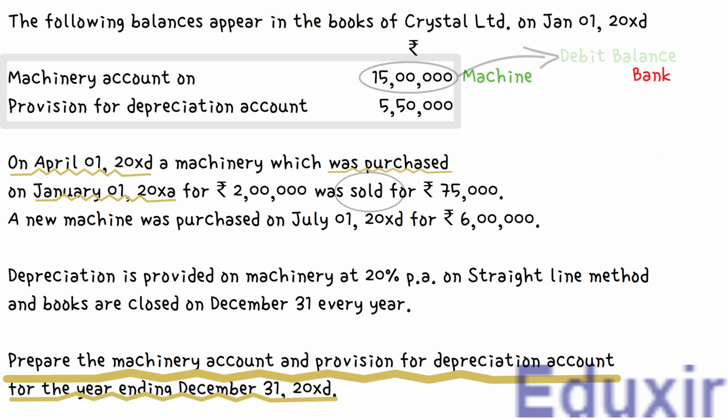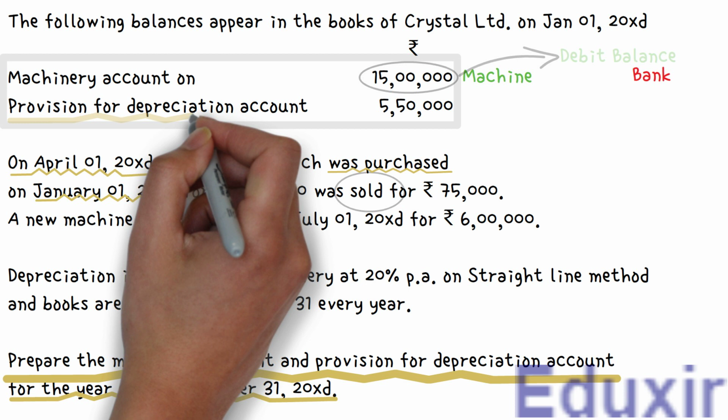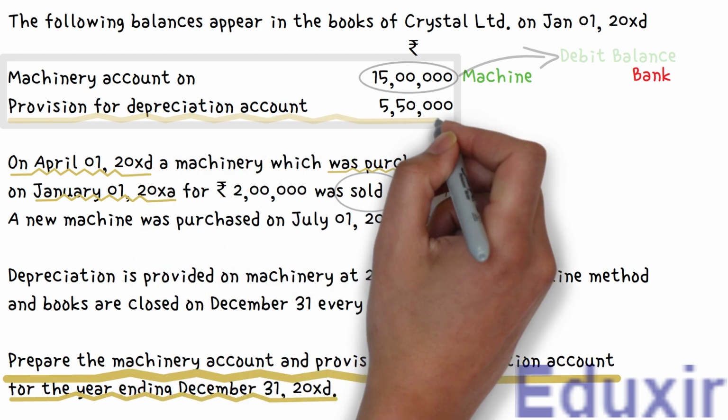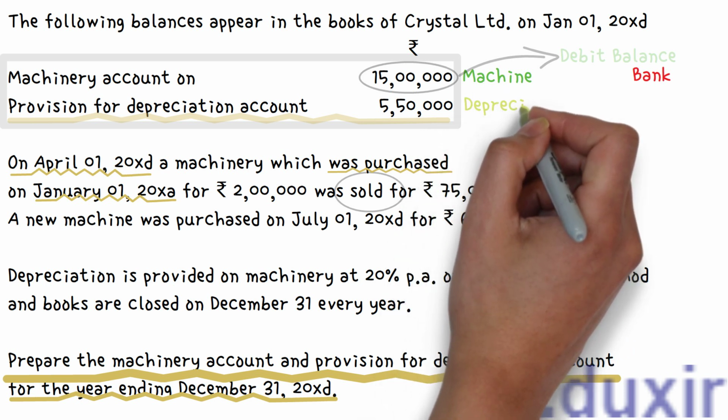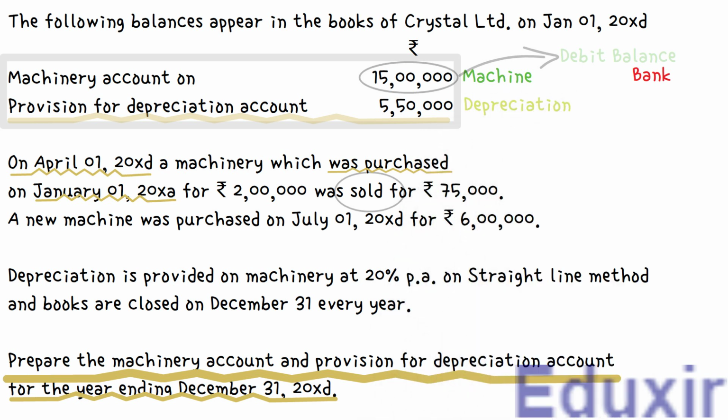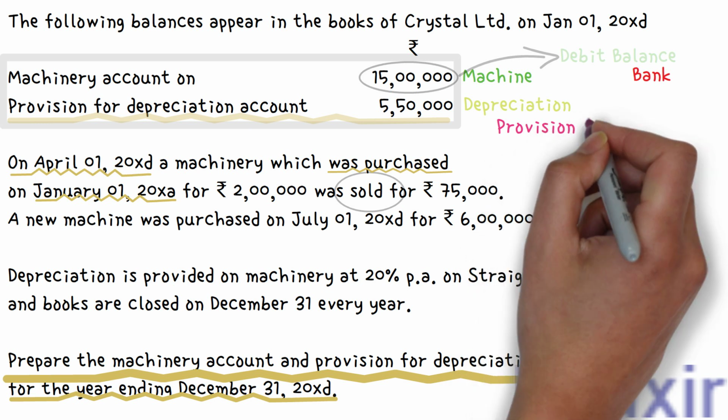Let's come back to the problem to analyze the subsequent transactions. It is also given in the problem that along with the balance of the machine account, the balance of the provision for depreciation account is also brought down. Recall that when the business is maintaining the provision for depreciation account, we need to post the depreciation related transactions by debiting the depreciation account and crediting the provision for depreciation account.